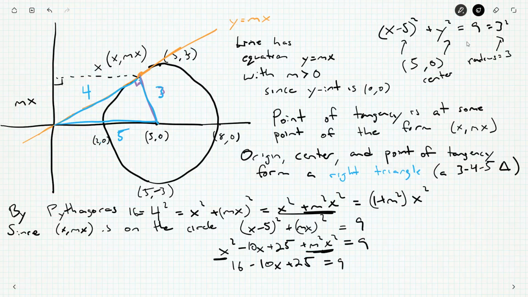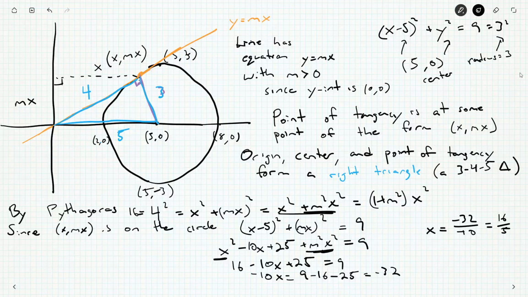Okay. So we can bring a lot of this over to the other side. We get minus 10x is equal to 9 minus 16 minus 25. 9 minus 16, that's negative 7, minus another 25, that's negative 32. So x is negative 32 over negative 10, or we could say it's 16 over 5. And that's about as clean as we can make that. And now we could plug that back in and solve for m. Okay. So we don't quite have the room to do that. I'm just going to mosey on over to the next page.